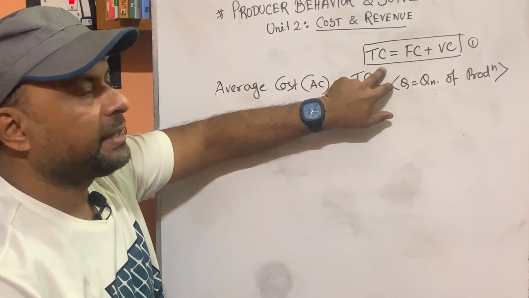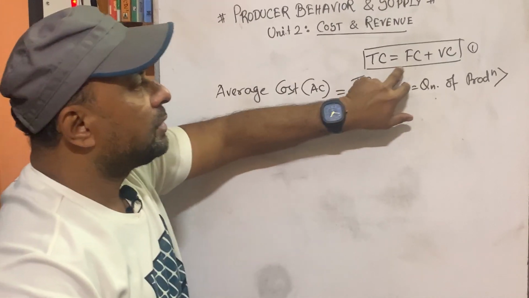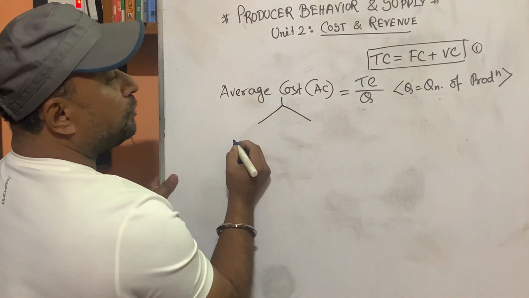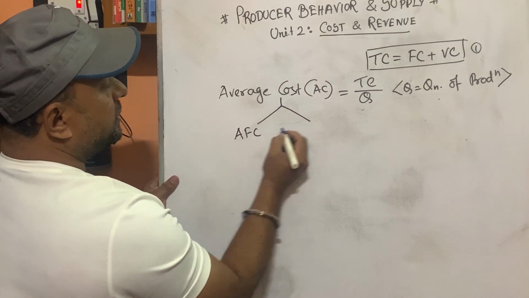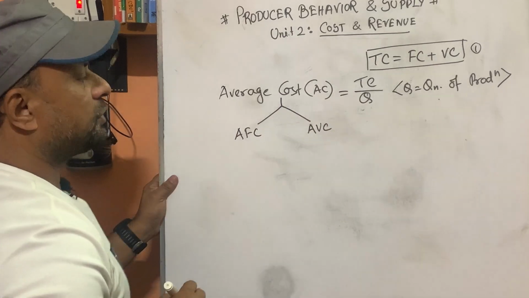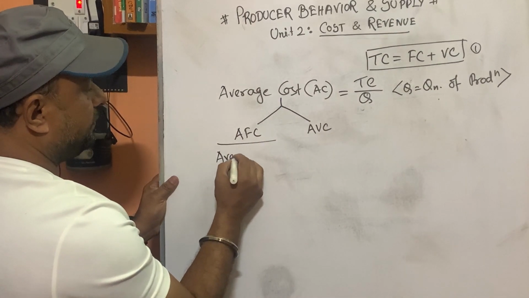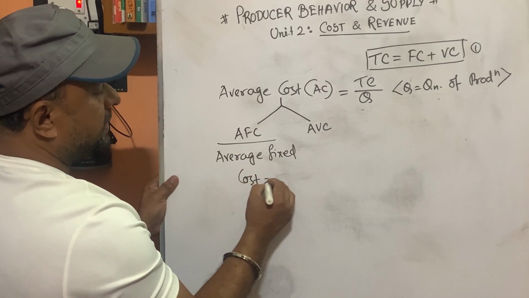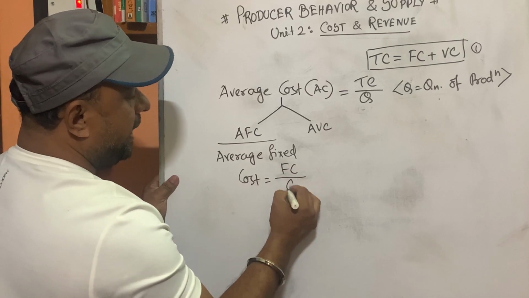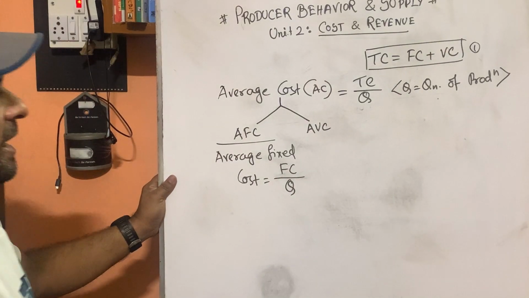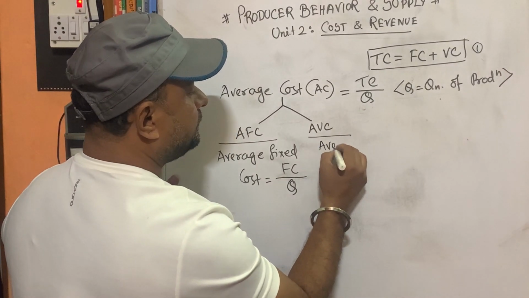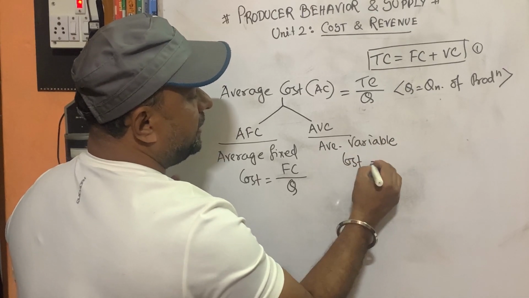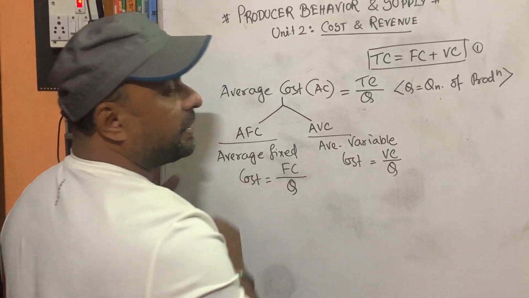So average cost also we are getting from where? From total cost. So since total cost has two parts, average cost also has two parts. One is average fixed cost, another is average variable cost. This is average fixed cost. Average fixed cost means the ratio between fixed cost and quantity of production. This is average variable cost, the ratio between variable cost and quantity of production.